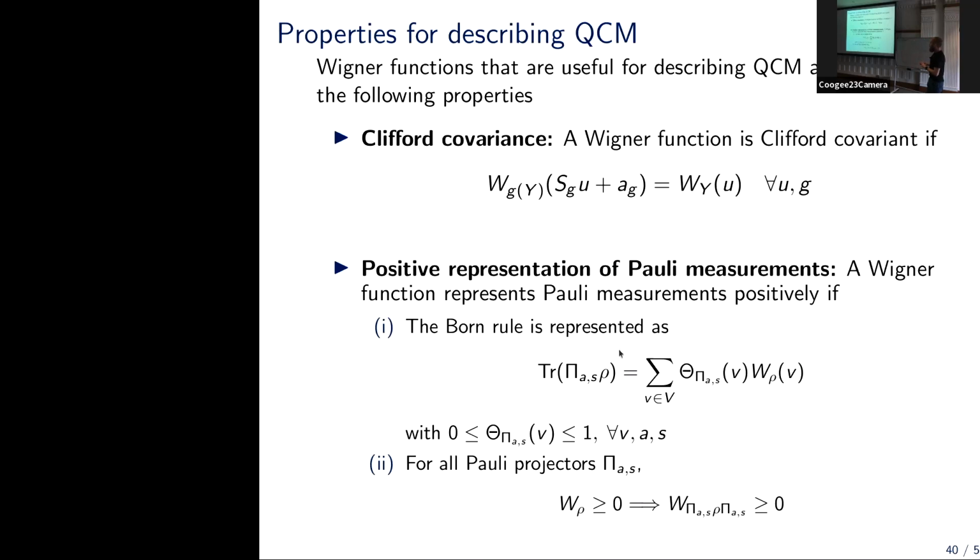You need some way of getting probabilities for measurement outcomes probabilistically. And you also need a probabilistic update rule once you apply the measurement. So if you do a Pauli measurement pi on state rho, if the original state had a non-negative Wigner function, then the resulting state also has to have a non-negative Wigner function.